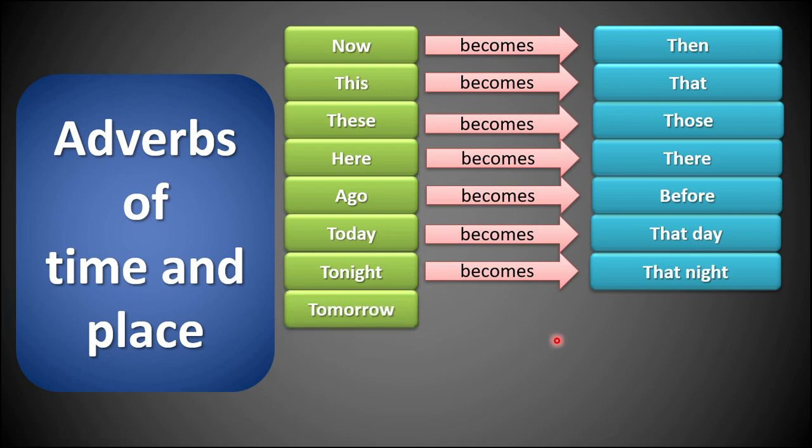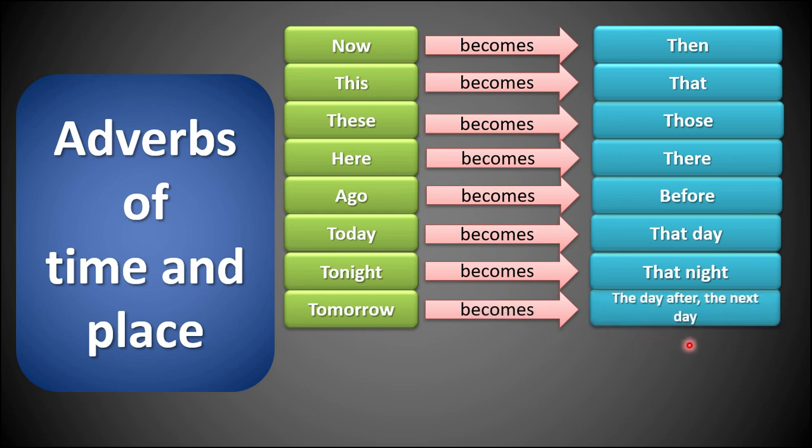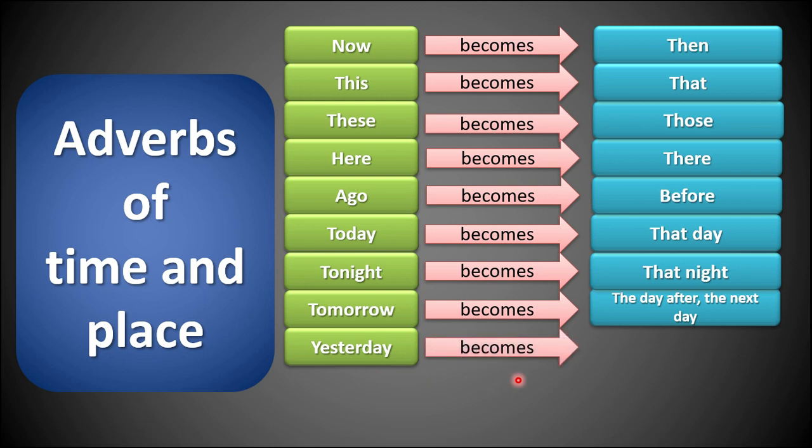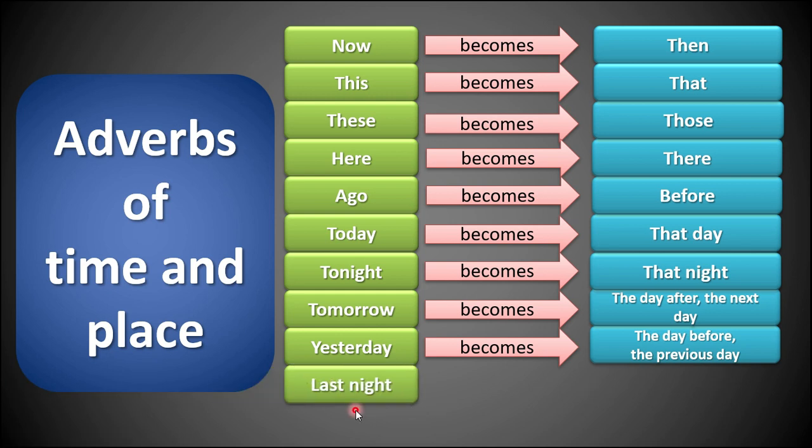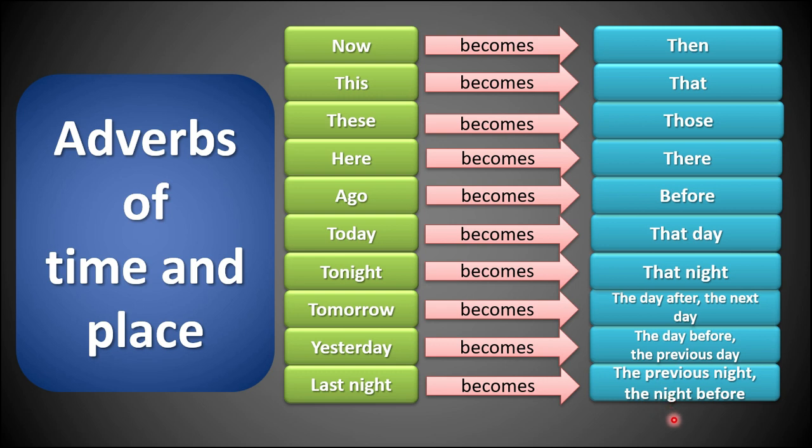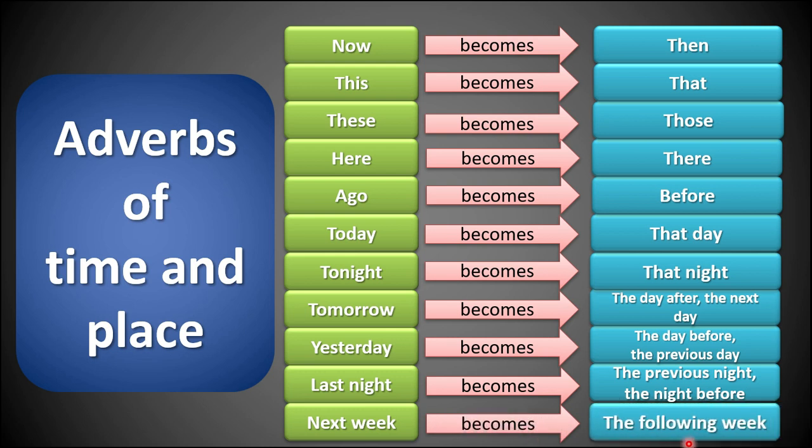Tomorrow becomes the day after, the next day. Yesterday becomes the day before or the previous day. Last night becomes, you're right, the previous night or the night before. Next week becomes the following week. Now these are adverbs of time and place. They change from direct speech to indirect speech this way.